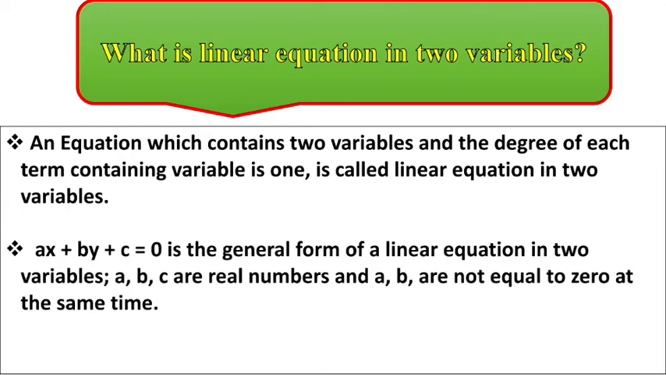Now ax plus by plus c equal to 0 is the general form of a linear equation in two variables. Here a, b, c are real numbers and a, b are not equal to 0 at the same time. It means x and y are the variables, a, b, c are real numbers, any number. For example, 4x plus 7y equal to 3. You can take any number, and the variables have degree 1.